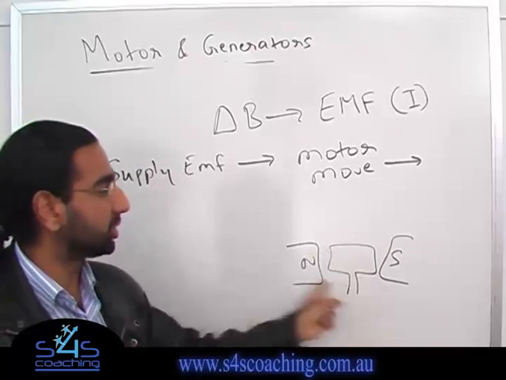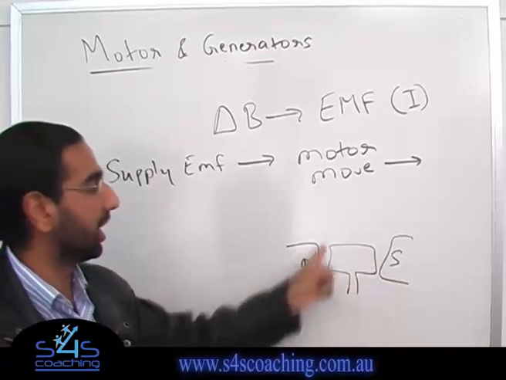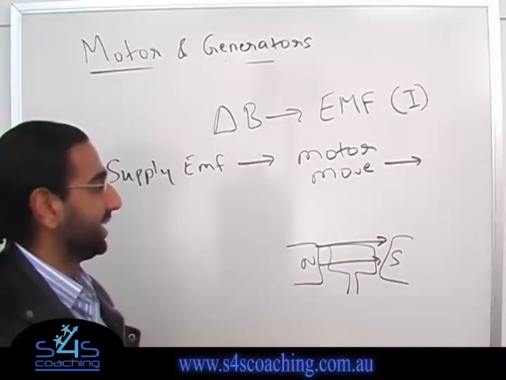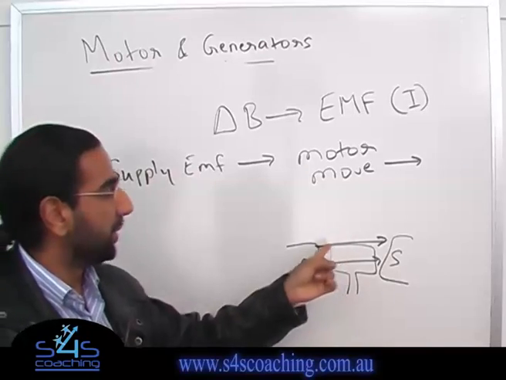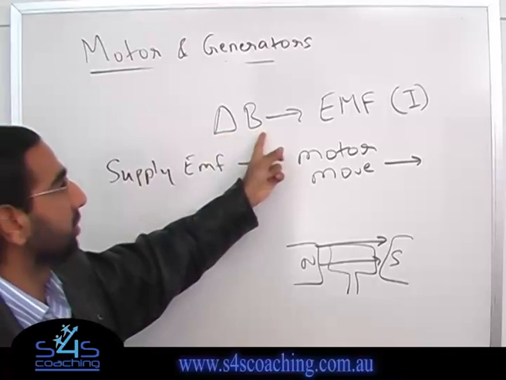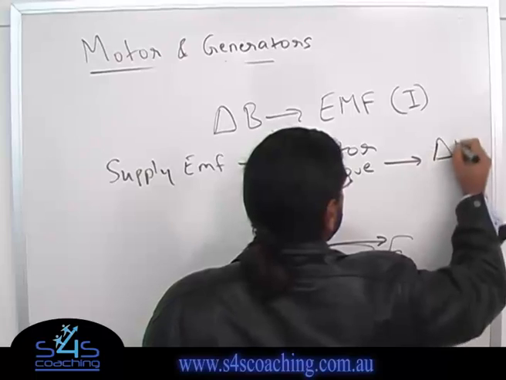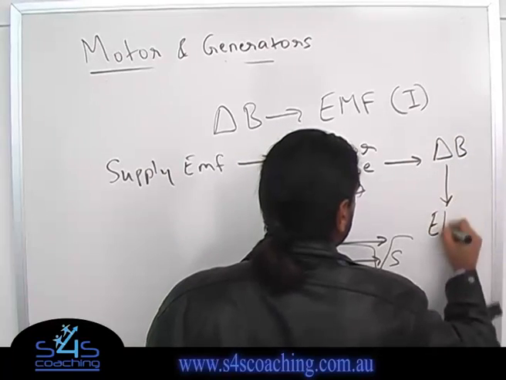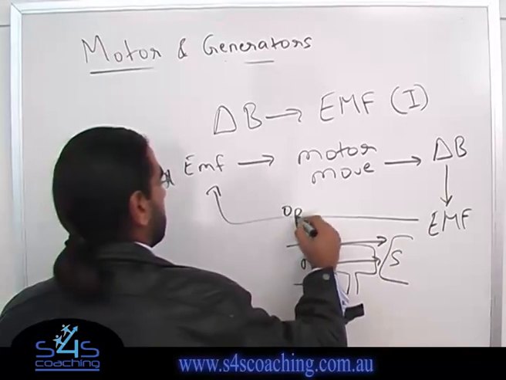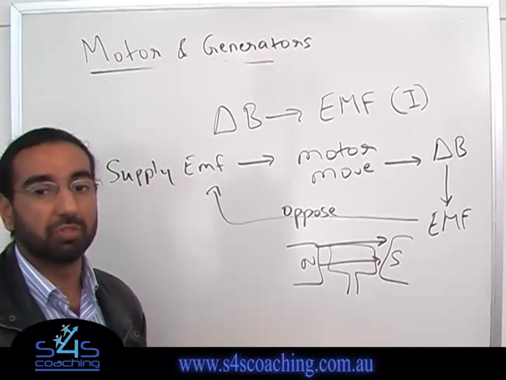Now, as this coil moves, it is in a changing magnetic field. Why? Because it's cutting the lines. There's lines going from here, from north to south, and this coil is cutting the lines. Because this coil is in a changing magnetic field, I know that a changing magnetic field will produce an EMF. The motor moves, which produces a changing B, which produces an EMF. This EMF has to oppose the supply EMF, again because of the law of conservation of energy.